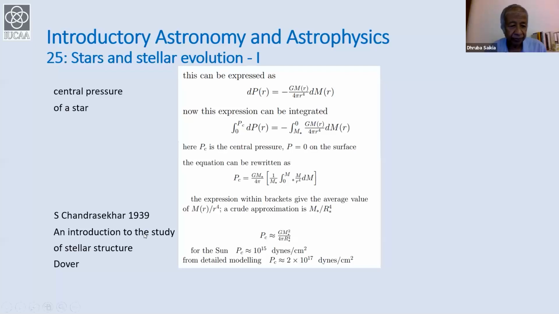This beautiful book by Chandrasekhar, published way back in 1939, An Introduction to the Study of Stellar Structure, begins with a lot of nice theorems and lemmas to get an estimate of limits or measurements of parameters of the interiors of stars. For those of you who are interested a bit more, I would suggest that you have a look at this book. PDF files are available for free on the internet as well. So try and have a look at that.